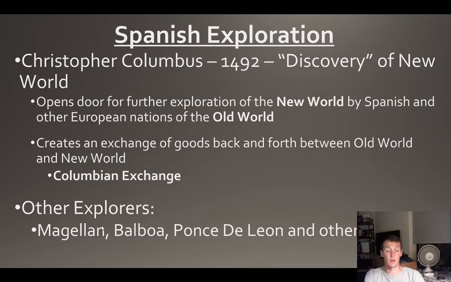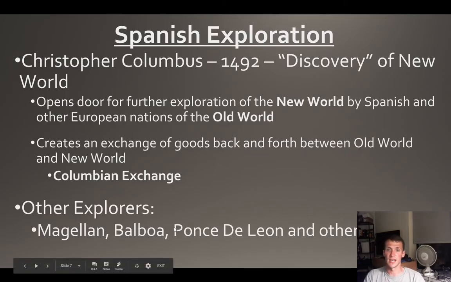So we talked about Columbus and the discovery, and there's the cat again, although I don't know if you can see him because he's right in front of my screen.